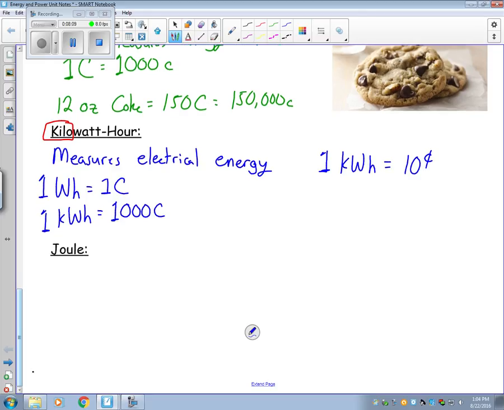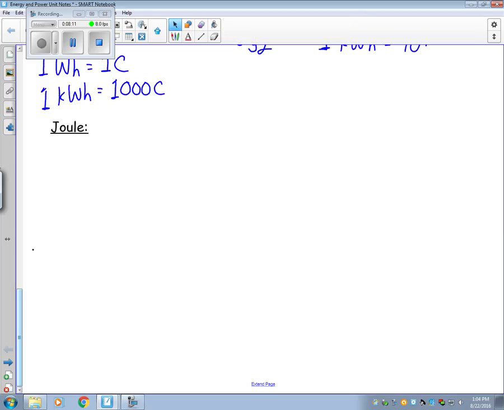All right, third unit you probably have heard of, and that is the joule. And this is the preferred unit of energy in physics.